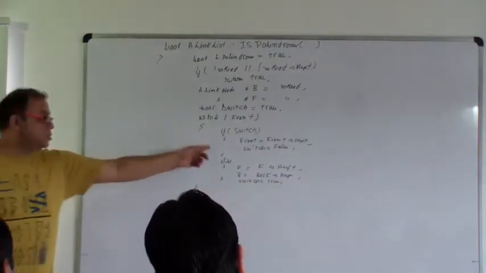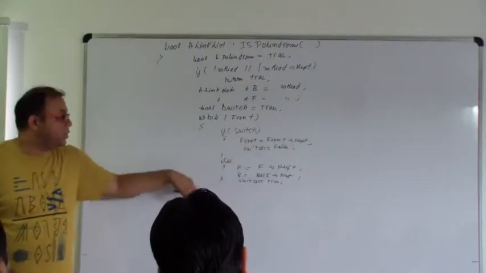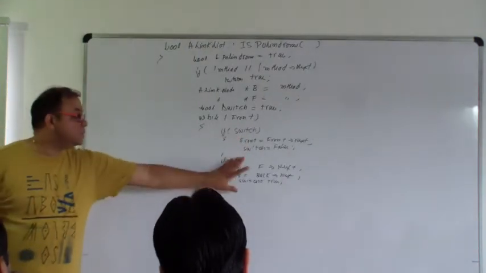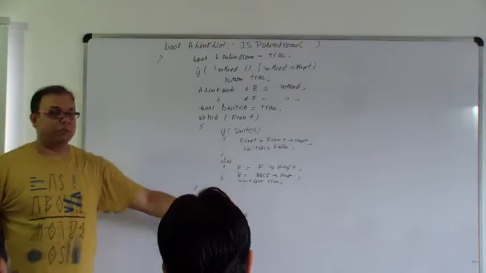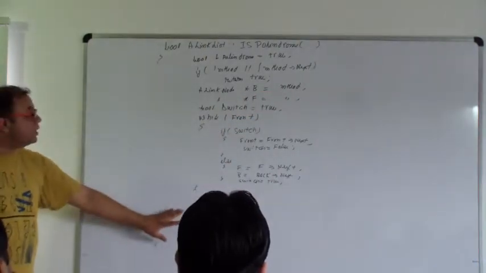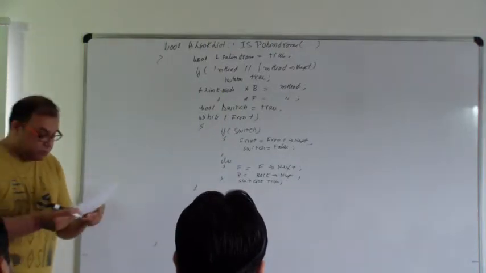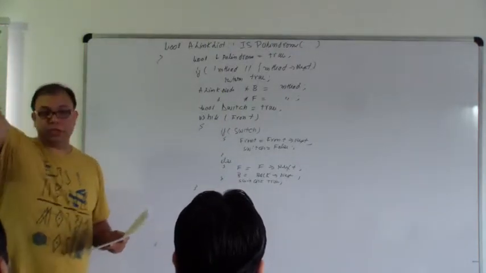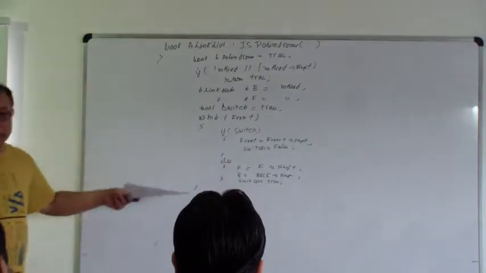Okay? So in this way, in one iteration only front will move, in the second iteration both front and back will move. When front reaches the end, we will break out. So once we break out, then we will actually break the linked list now.